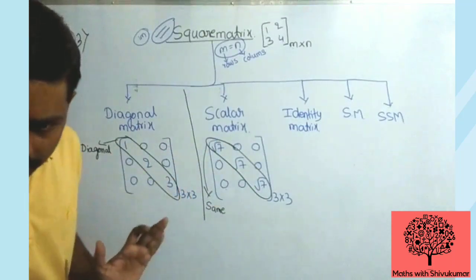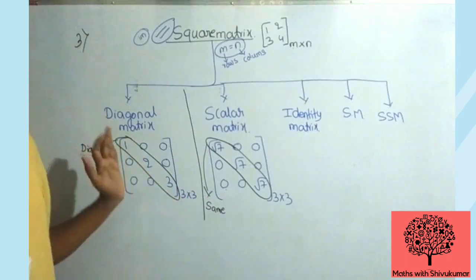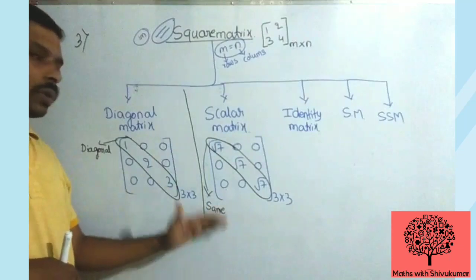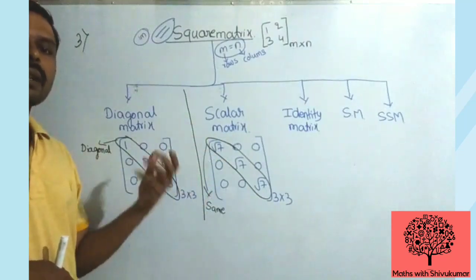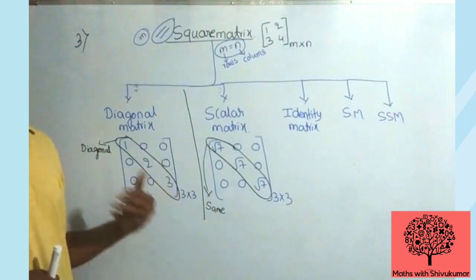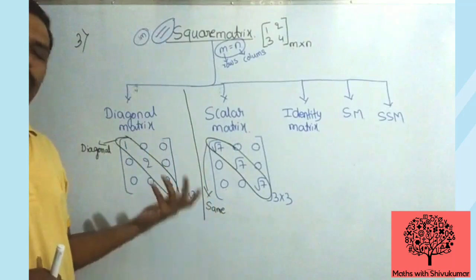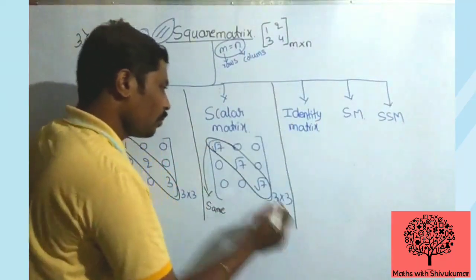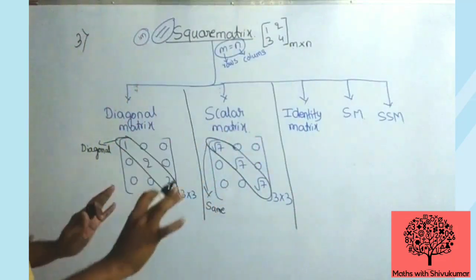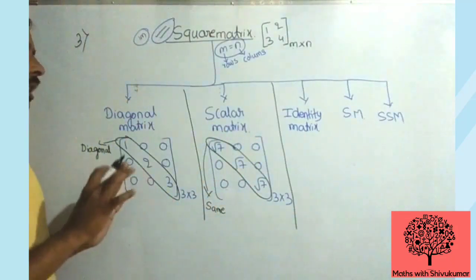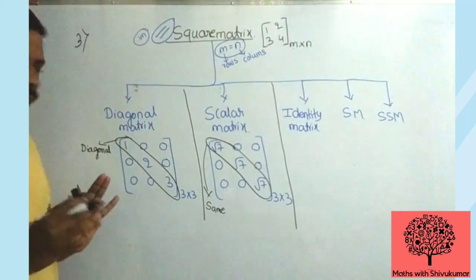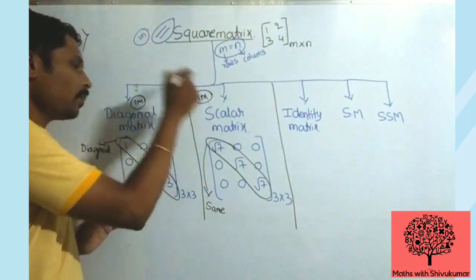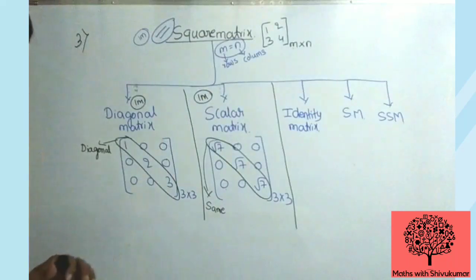Hope everyone is getting it. Yes. It is a square matrix in which non-diagonal elements are equal to 0. Then diagonal elements are the same, or diagonal elements are equal. Both are the same. Clear, my dear students? I hope from this diagram you are getting the definitions. You are understanding the definitions. Many times they have asked diagonal matrix, scalar matrix, important.